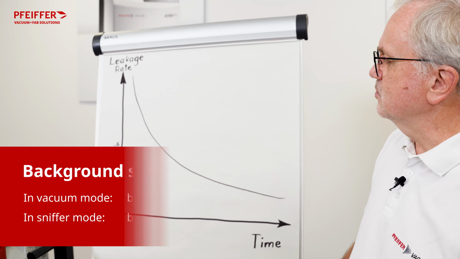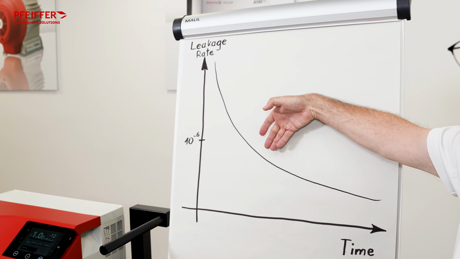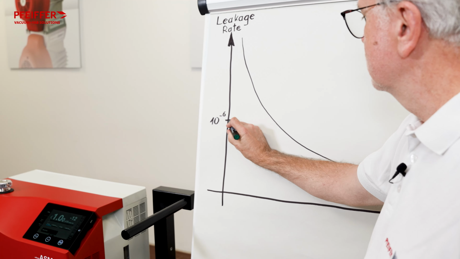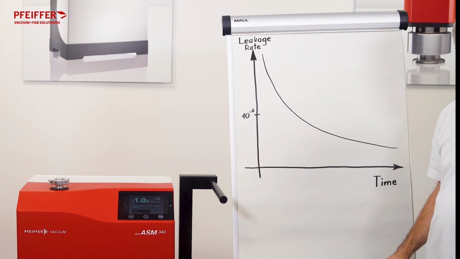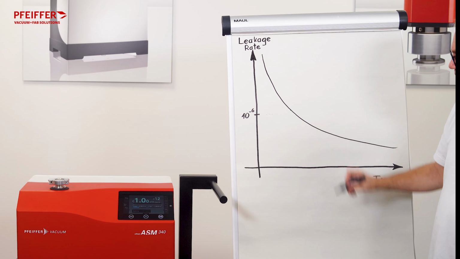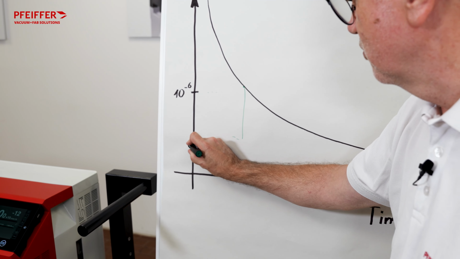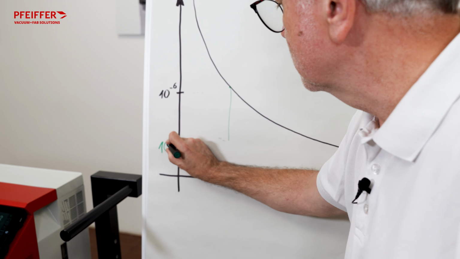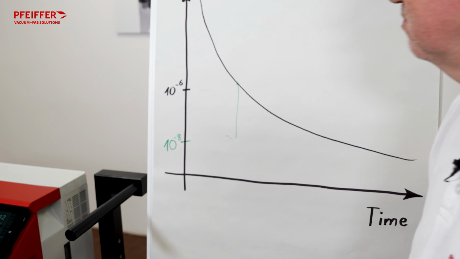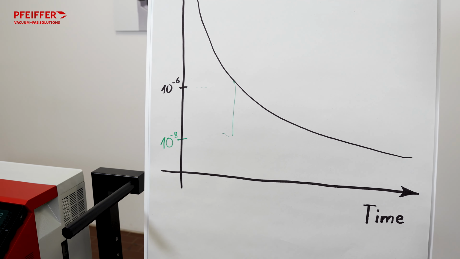So imagine that we are on a pump down curve in vacuum mode, and then at a signal of 10 to the minus 6, we are activating the zero function. So now we are getting a reduction of the signal by a factor of 100. Observe that this is a logarithmic scale. So we are now down here at a leakage rate of 10 to the minus 8 millibar liter per second.